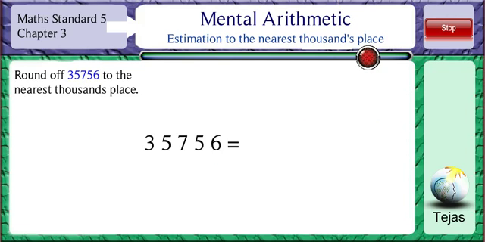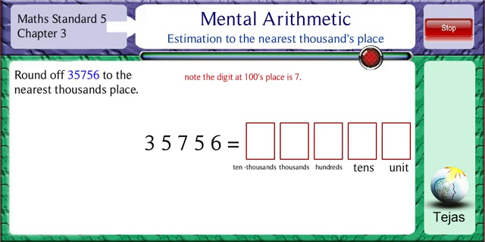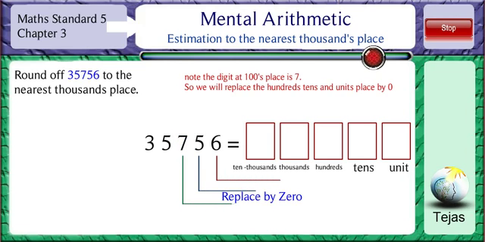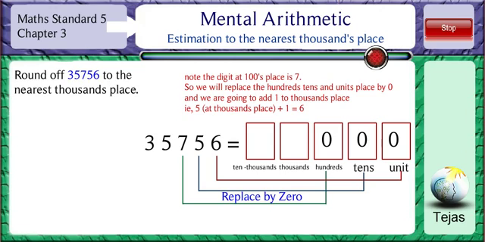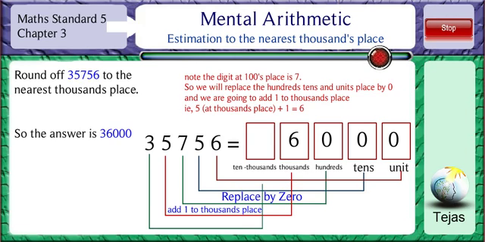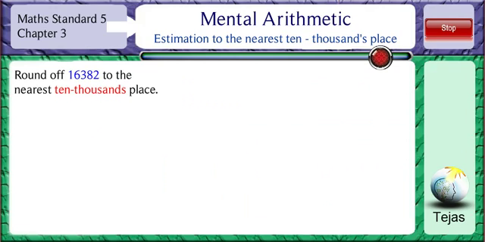Round off 35,756 to the nearest thousands place. The value in the hundreds place is 7, which is greater than 4. So we will replace the value in the units place, tens and the hundreds place by 0 and we will add 1 to the value in the thousands place, which becomes 5 plus 1, which is equal to 6. So the answer is 36,000.